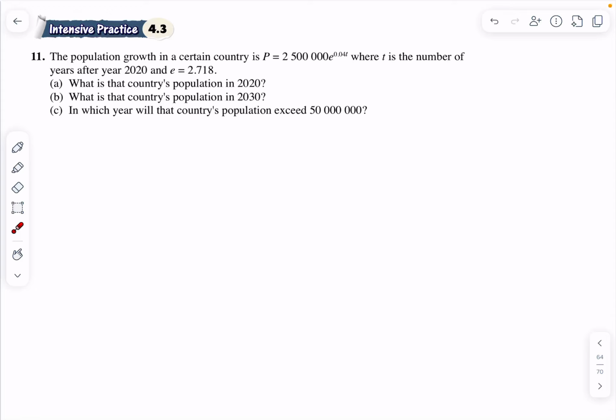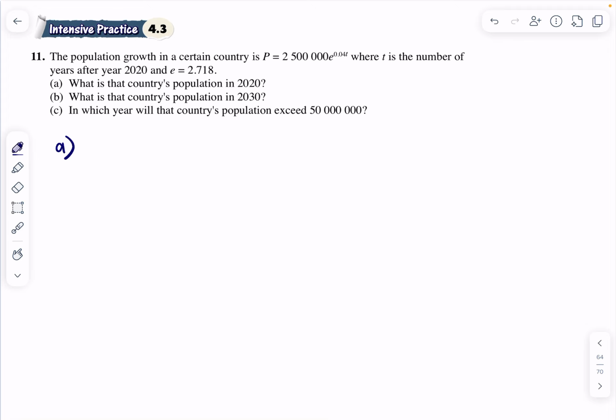Intensive practice 4.3, question 11. Population growth in a certain country is given by this equation. T is the number of years after year 2020 and E is given. Right, let's look at A. What is the country's population in 2020?